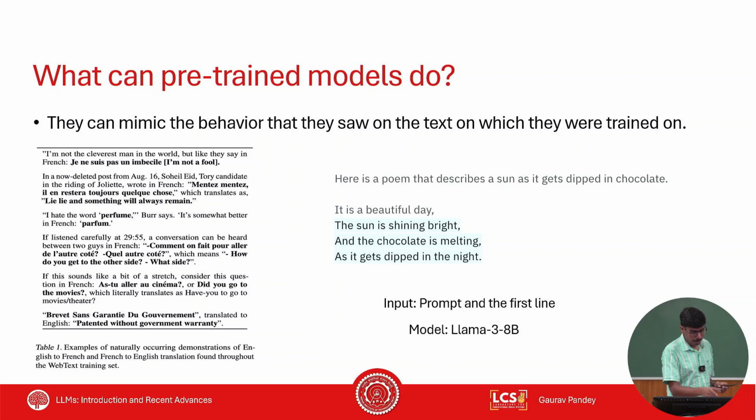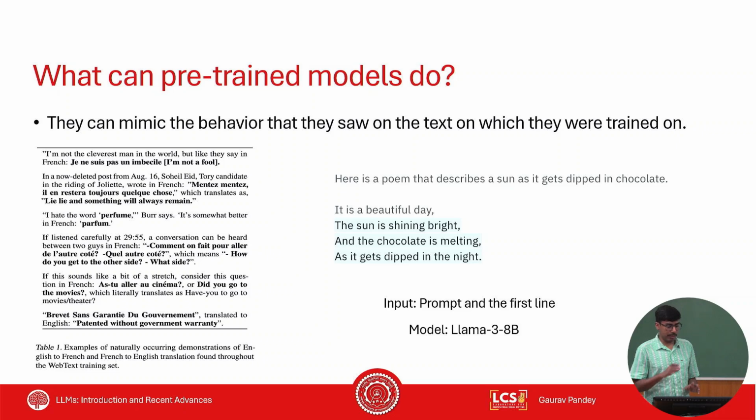For example, this is from the GPT-2 paper: 'I'm not the cleverest man in the world, but like they say in French', followed by the same sentence in French. So the model already has some understanding. It has learned those relationships: if this comes in the input, these kinds of sentences are likely in the output. It has learned this behavior. So if you say, here is a poem that describes the sun as it gets dipped in chocolate, and you give the first sentence of it, it might be able to complete the poem.